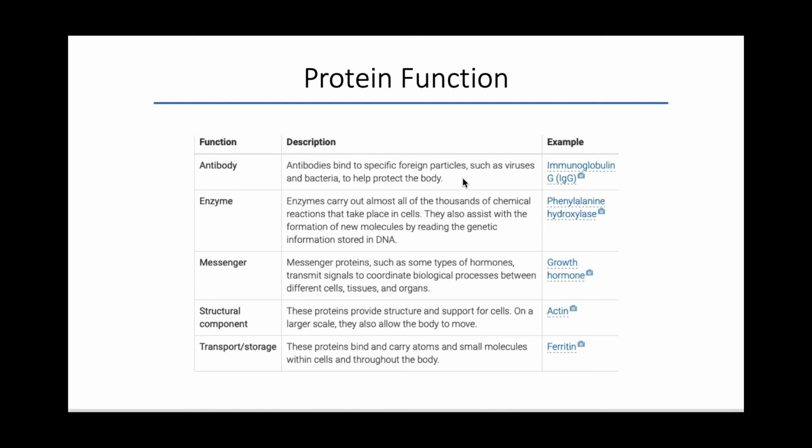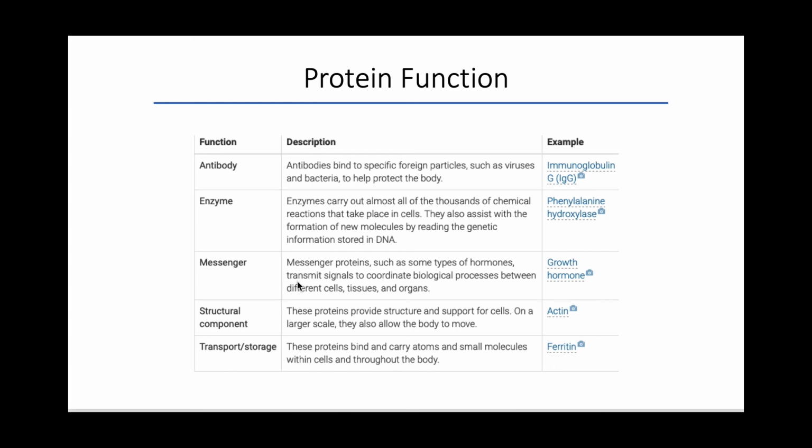Antibodies bind to specific foreign particles, such as viruses and bacteria, and help protect the body. Enzymes carry out almost all of the thousands of chemical reactions that take place in the cell. They also assist with the formation of new macromolecules by reading the genetic information stored in the DNA.